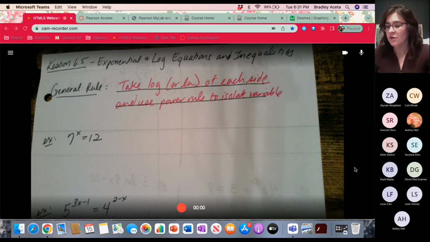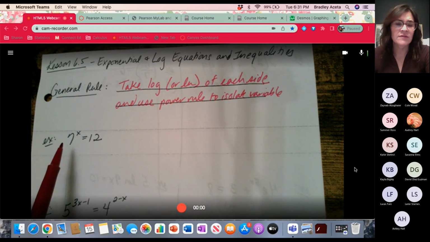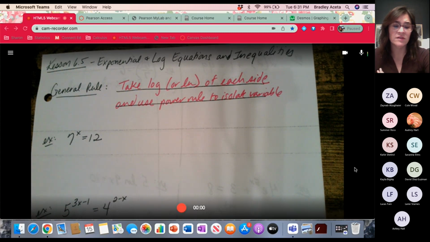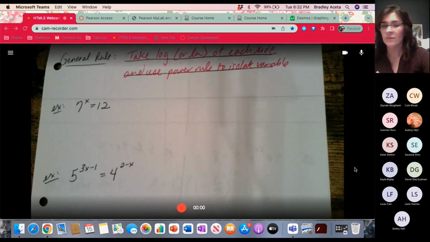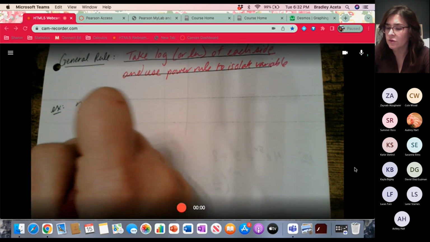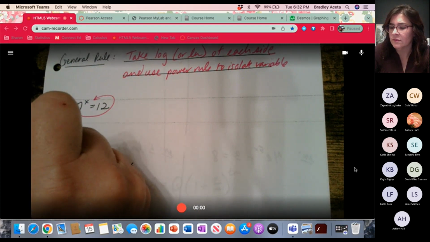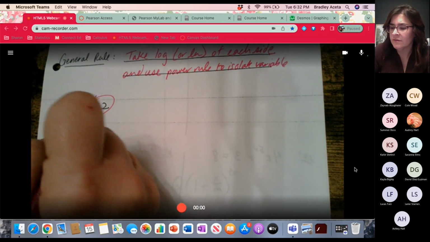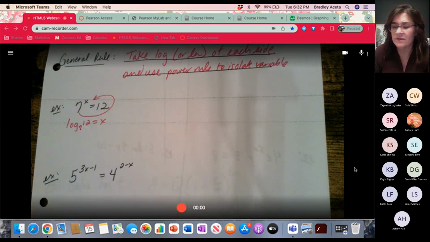Okay. So here's an example of 7 to the x equals 12. There's several ways to do this, honestly. I could show you one way right now. You could do the whole zoop method and solve for x that way. Like you could go like this. Zoop. Log base 7 of 12 equals x.